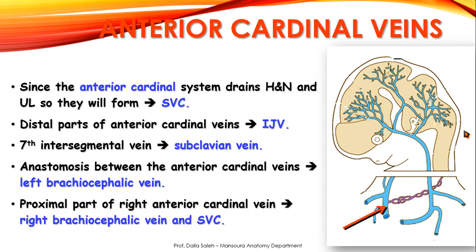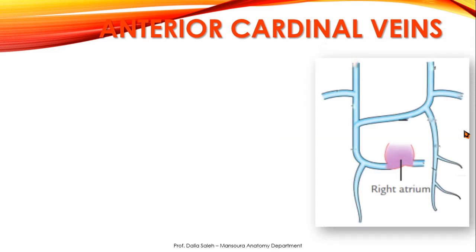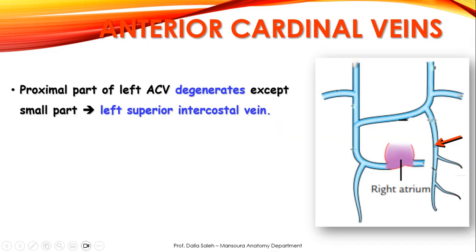The proximal part of the right anterior cardinal vein will form the right brachiocephalic vein and the part of the superior vena cava that lies outside the pericardium. The proximal part of the left anterior cardinal vein will degenerate, except for a small part that will give us the left superior intercostal vein. This vein drains the upper 2 or 3 intercostal spaces on the left side.